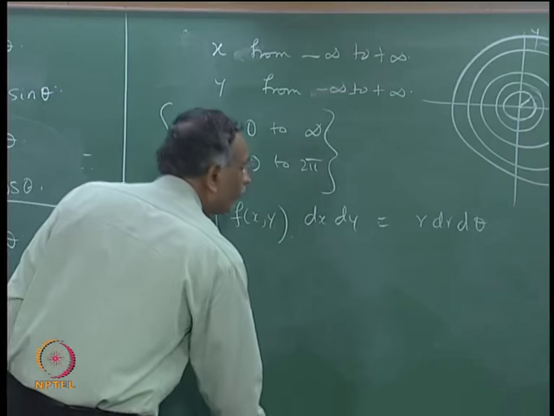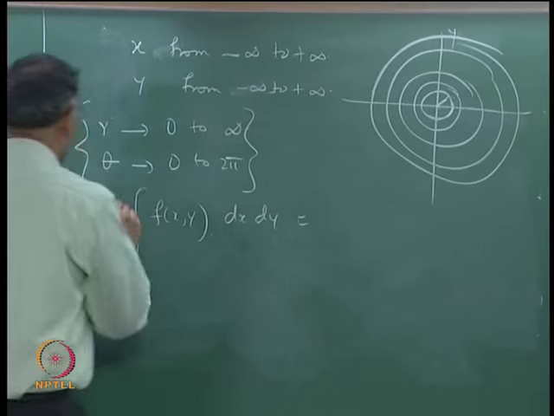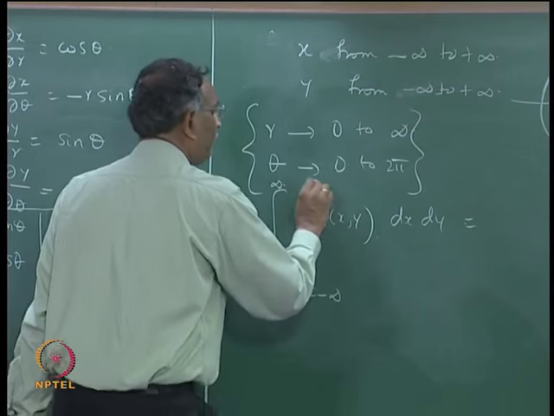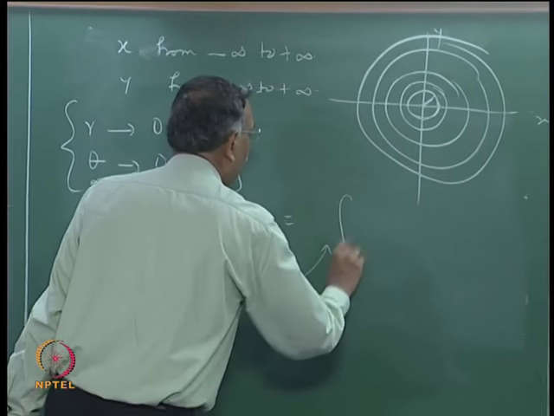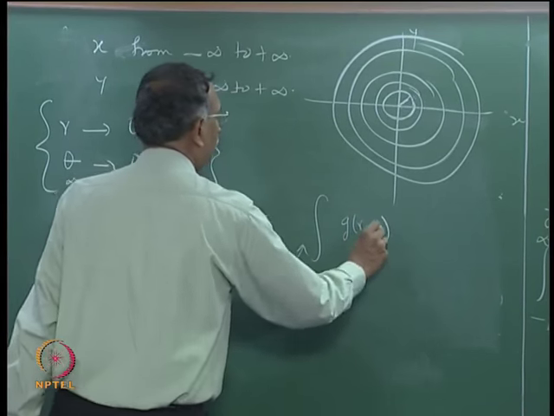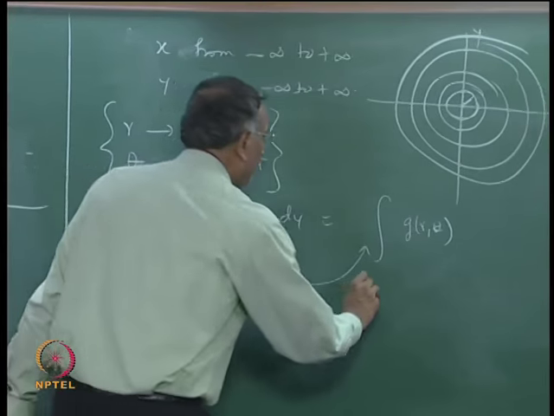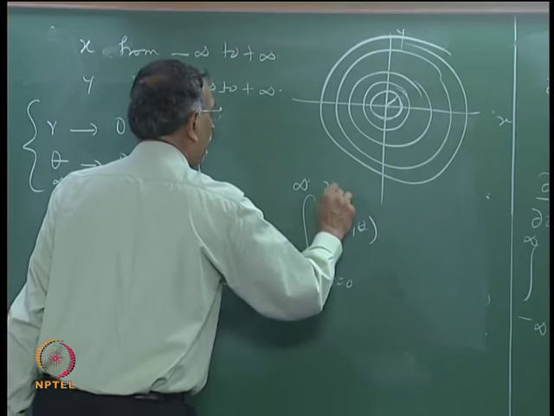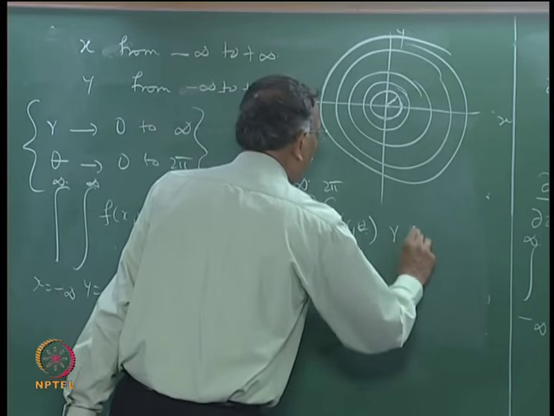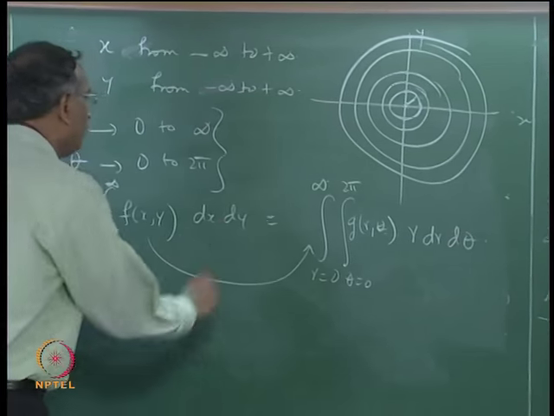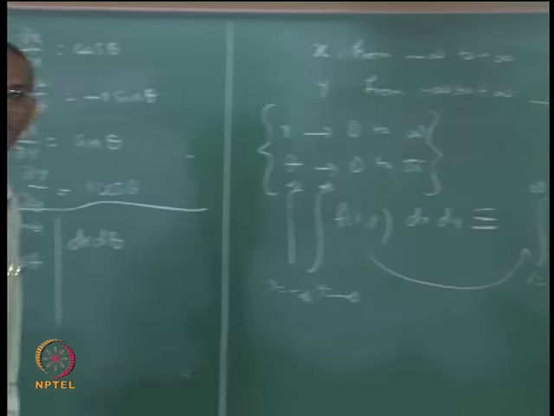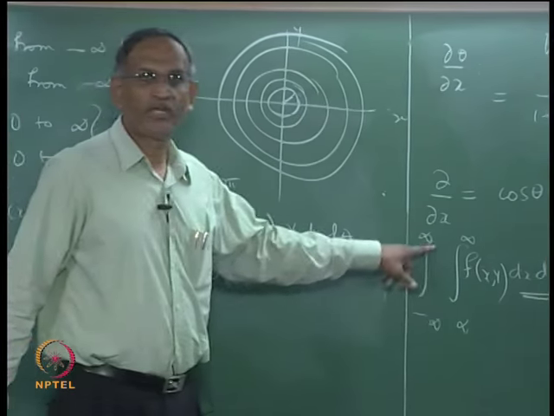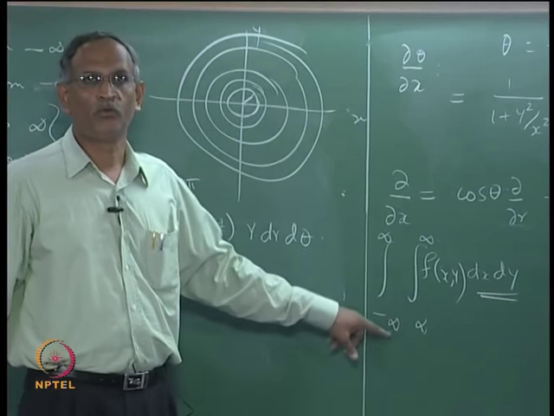if you have to integrate that from x equal to minus infinity to plus infinity, y equal to minus infinity to plus infinity, when you express f of x, y in terms of g of r and theta by substituting x and y, the integral is r from 0 to infinity, and theta from 0 to 2 pi, g of r theta r dr d theta. This is the equivalence with respect to integration. The derivative is dou by dou x, I have written. You can write a similar derivative for dou by dou y.